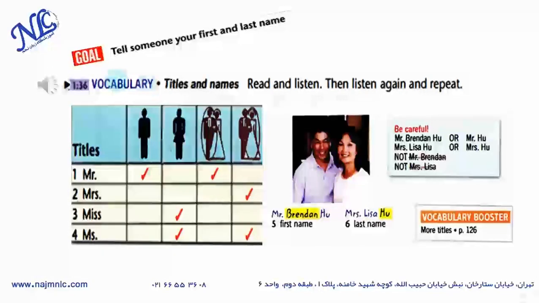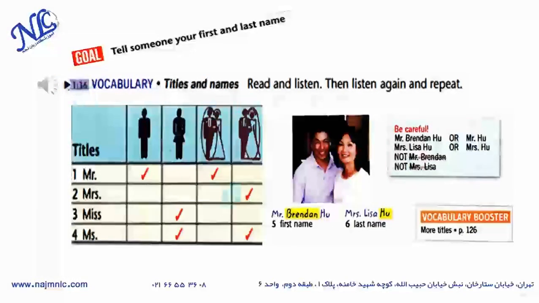Now here, we have a very interesting issue here. Titles and names. You want to say your first name and last name. How would you say? I say, I'm Maryam Mostafai. My first name is Maryam. My last name is Mostafai. How about you? Very good. Here, we can say our names easily, but how about titles?